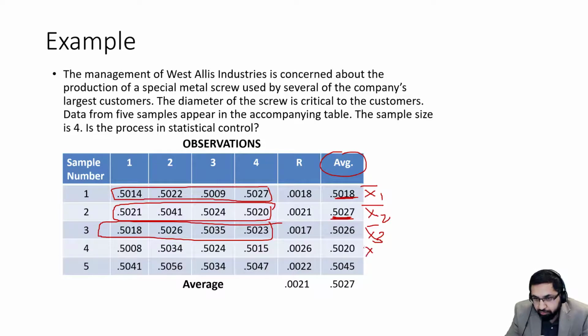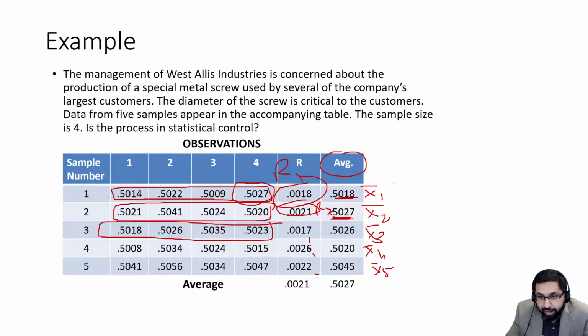So, we have X bar 4, and then we have X bar 5. Then for each sample, we calculate the range, which is the max minus the min. So if you look through here, 0.5027 is the max, and 0.5009 is the min, so 0.0018 is the range. So this is R1, this is R2, and so on.